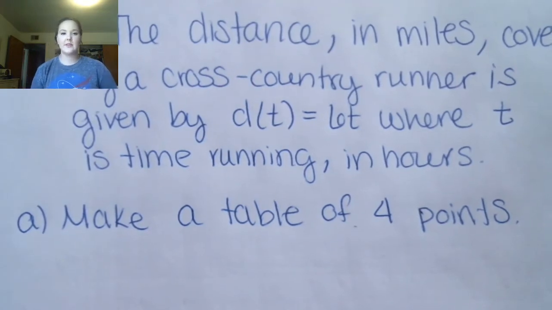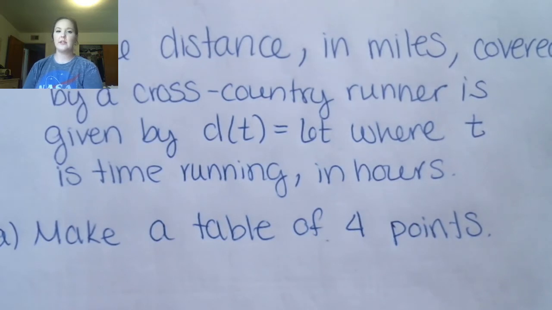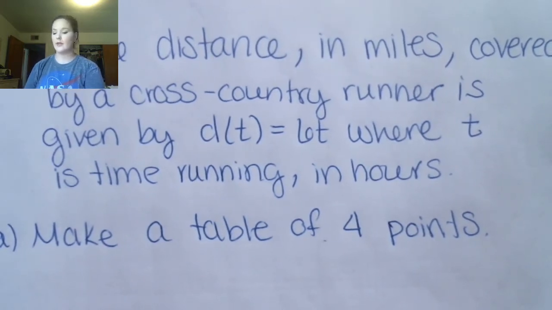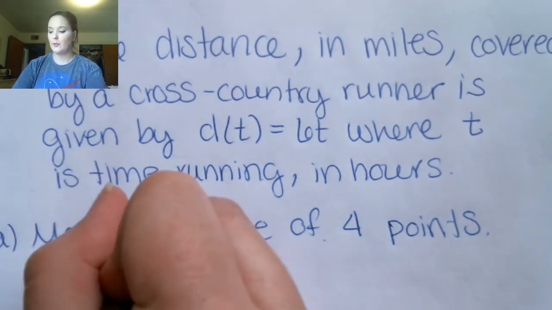The distance in miles covered by a cross-country runner is given by d of t equals 6t, where t is the time running in hours. So d is the distance, t is the time. So again, we're going to make a table of 4 points.